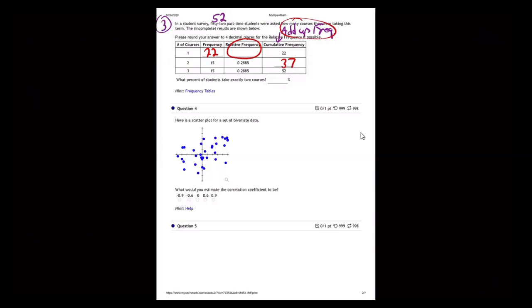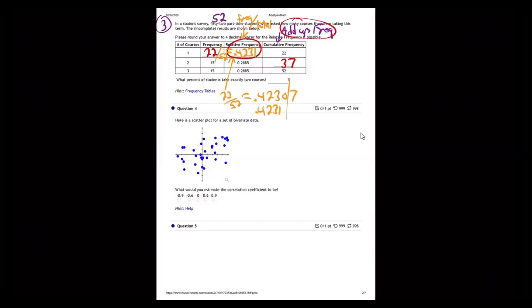And then how do I get this number right here? Remember how we get relative frequency? Frequency divided by total, right? So this is going to be 22, and you just divide this by 52. 22 divided by 52. What am I getting? 0.42307. Remember, we put the line, they want 4 decimal places. Put the line right here. So 0.4231.